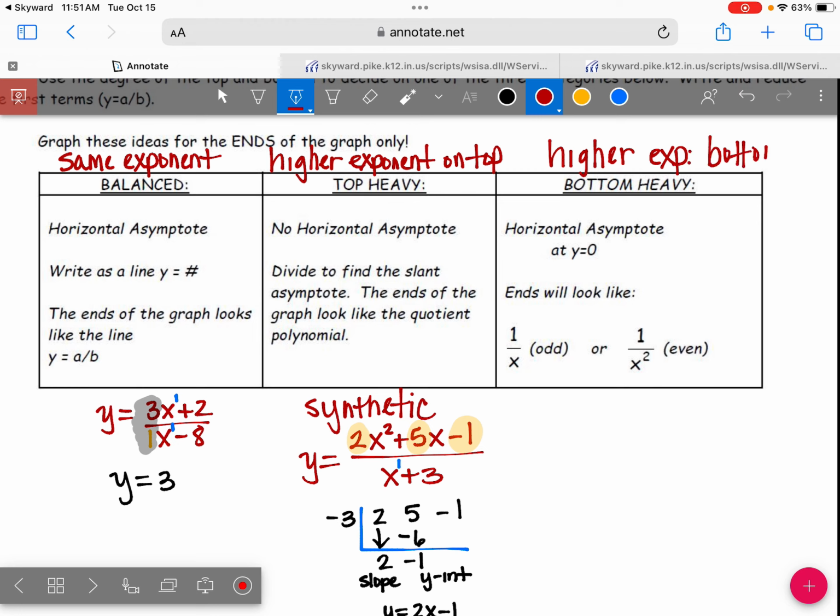If I were to do that, that's really easy. Anytime it's bottom heavy, it's automatically y equals 0. That is your end behavior. So bottom heavy, we don't have to do synthetic division. You don't have to divide anything. It's just y equals 0. It's the x-axis. Those are your three end behaviors.